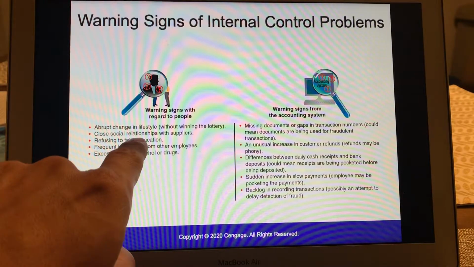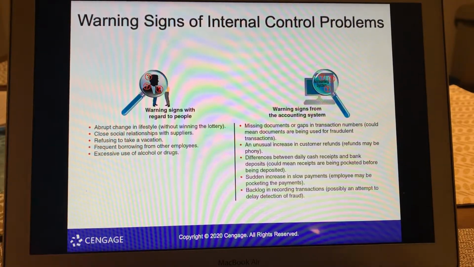Now, this one is kind of important. The reason why they don't want to take vacation is because they have access to all this information, and if they're gone, they're going to be exposed. Frequent borrowing from other employees, excessive use of alcohol or drugs. So these are just signs. Warning signs from the accounting system: missing documents or gaps in transaction numbers, an unusual increase in customer refunds, differences between daily cash receipts and bank deposits, sudden increase in slow payments, backlog in recording transactions. So those are a couple.